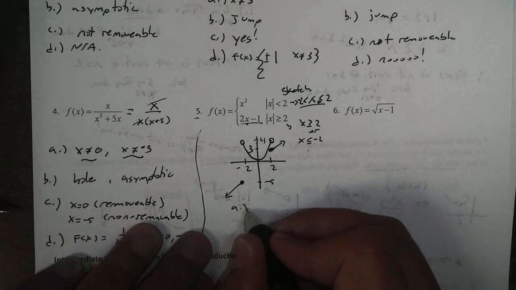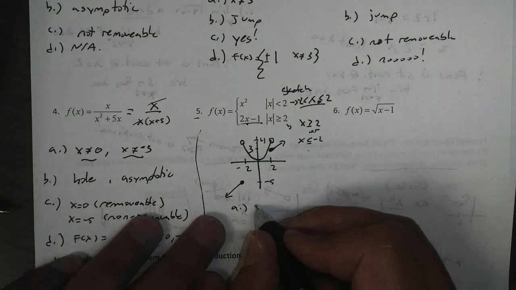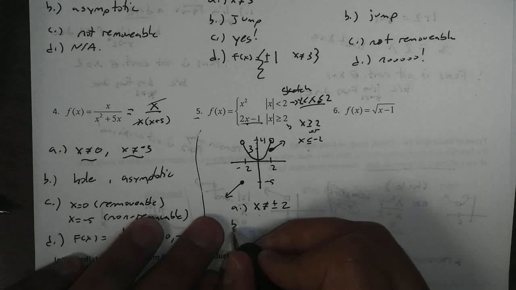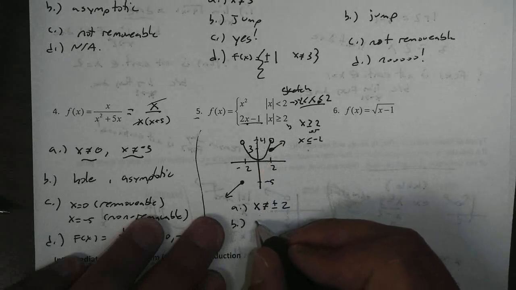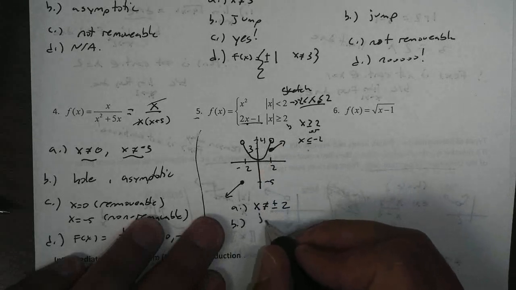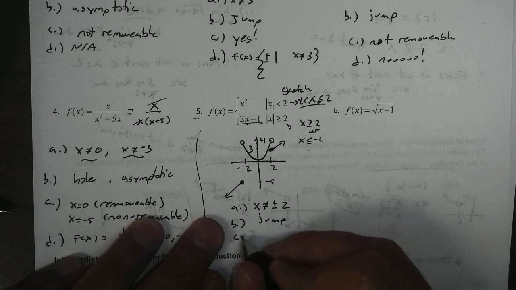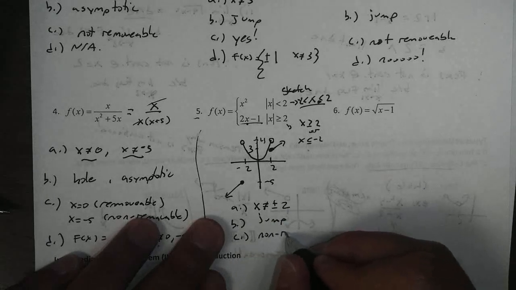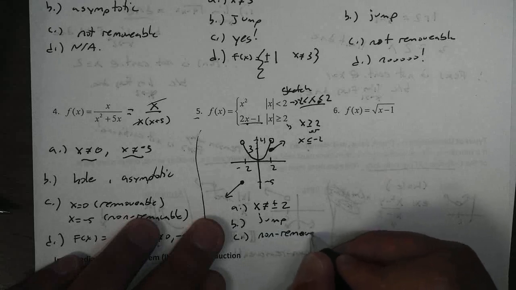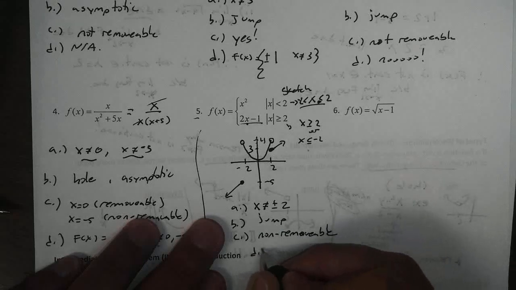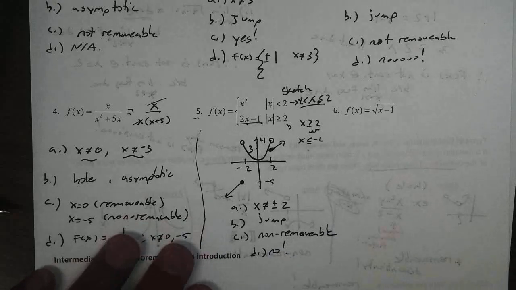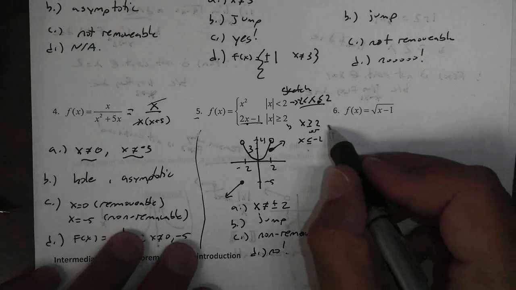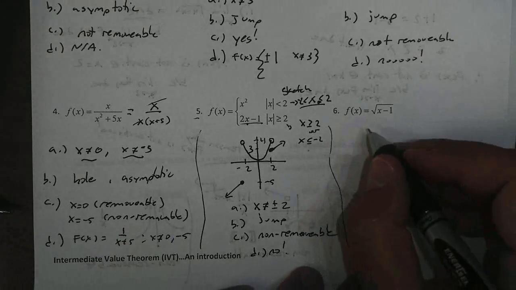So of course, answering part A, ready? We have two discontinuities. X cannot be plus or minus 2. B, they're the same. They are both jumps. Mac Daddy make you jump, jump. C, they are both non-removable. And D, no, we cannot rewrite that. And the last one, number 6, let's take a look here.